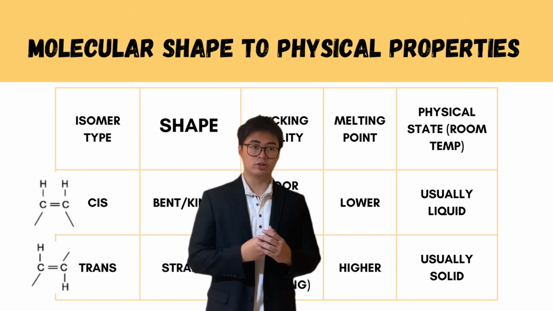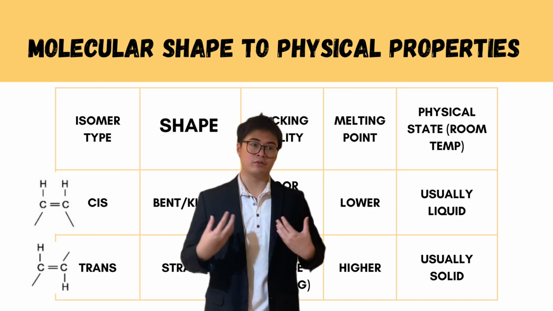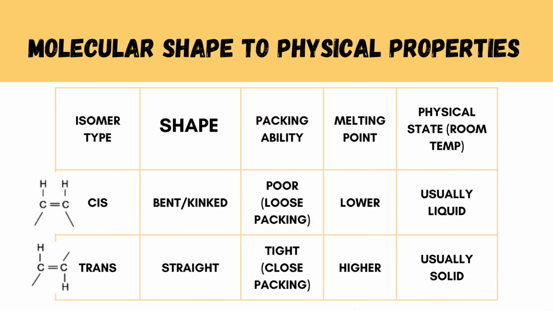Now let's take a moment to look at how molecular shape influences physical properties, specifically in cis and trans isomers of unsaturated fatty acids. On the left, we see the two isomer types, cis and trans. The cis isomer has a bent or kink shape. This bend happens because the hydrogen atoms are on the same side of the double bond, causing the molecule to twist. As a result, cis molecules can't pack tightly together. Think of it as trying to stack bent paper clips. They don't fit neatly. This loose packing leads to a lower melting point, which is why cis fats are usually liquid at room temperature, like olive oil.